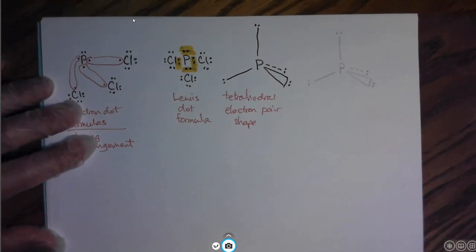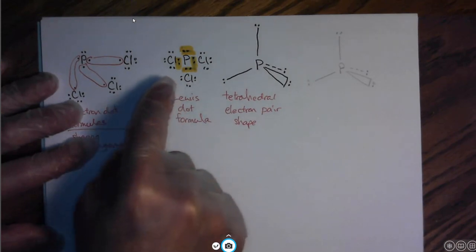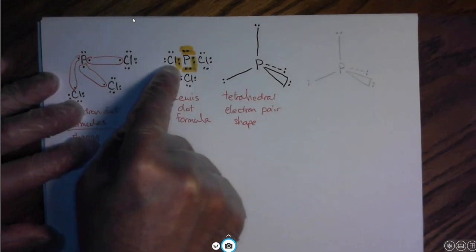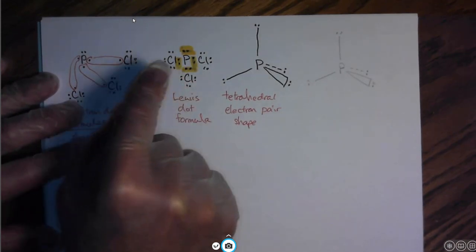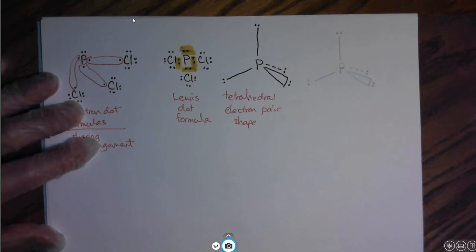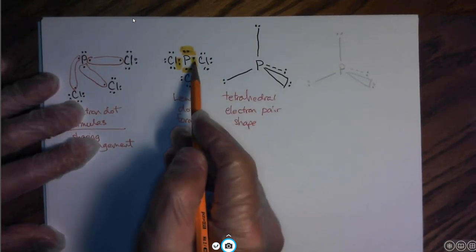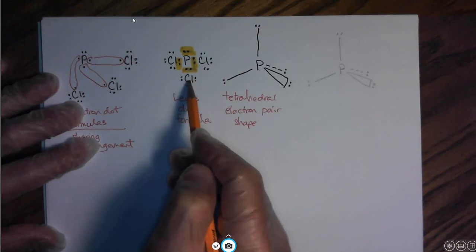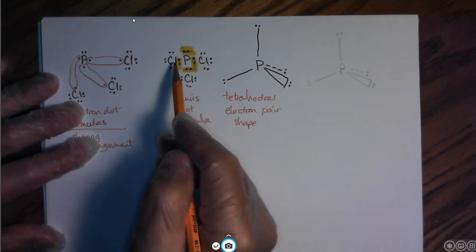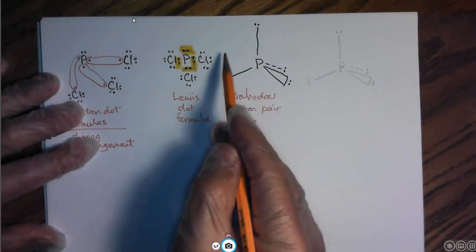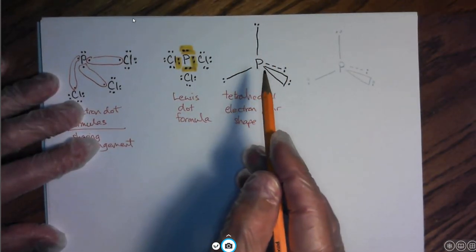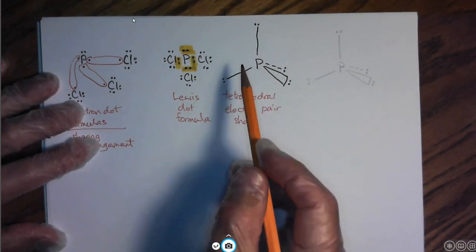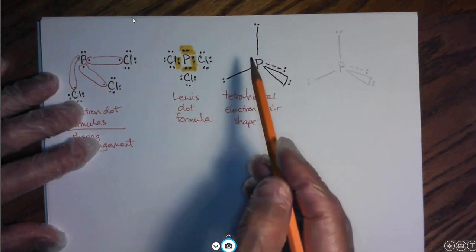Okay, what I need to do now is identify what sets are shared with atoms. So this set right here is shared with the chlorine. This set right here is shared with the chlorine. This set right here is shared with the chlorine. So there are 3 sets on this that are shared with chlorines. It doesn't matter which of these arms you put the chlorines on.